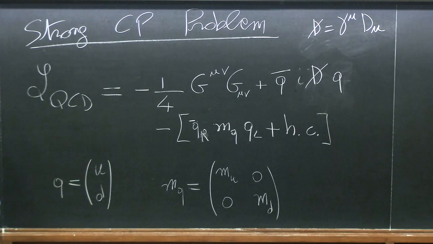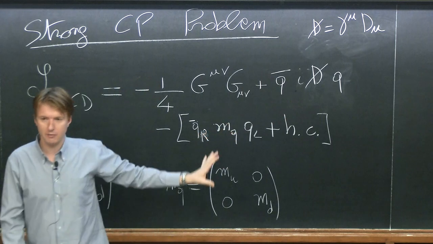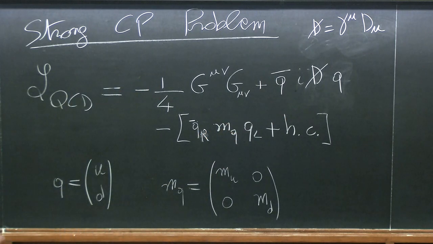So CP is a combination of two transformations, charge conjugation and parity. Charge conjugation, you just change the charge of the fields. Parity, you flip the three space directions. So from there to there, okay? So you can convince yourself that each of these operators is invariant under CP. And we observe that strong interactions do not violate CP.